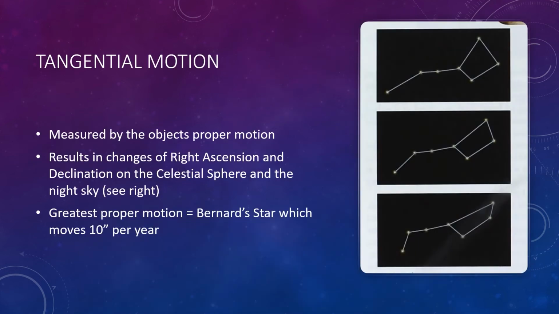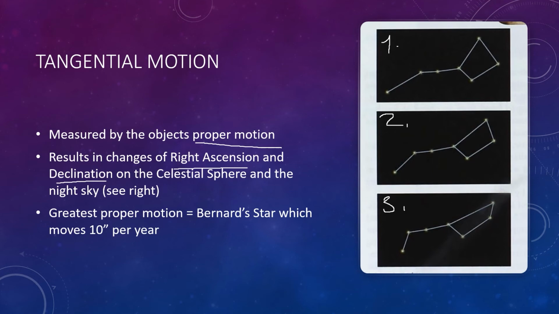Tangential motion, on the other hand, is measured by an object's proper motion. And this actually changes the right ascension and declination on the celestial sphere in the night sky. Let's look at the Big Dipper. The Big Dipper has changed. It used to look like this in image 1. And over time, it became like this.